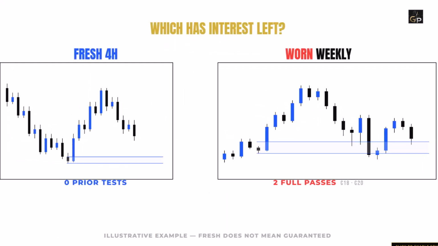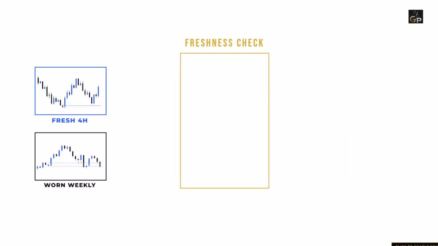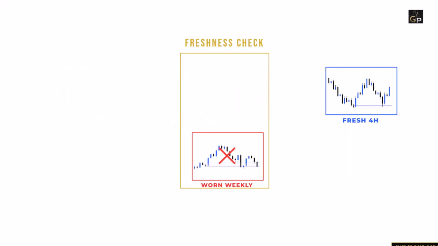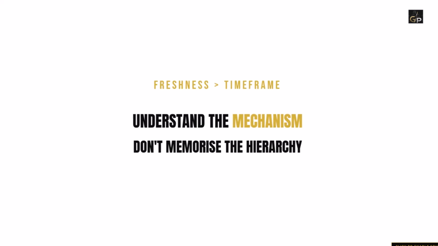A clean, untouched 4-hour zone will regularly outperform a weekly level that price has already chewed through. That single idea will remove more bad trades from your month than any new pattern you could learn. And it comes directly from understanding the mechanism rather than memorizing the hierarchy.